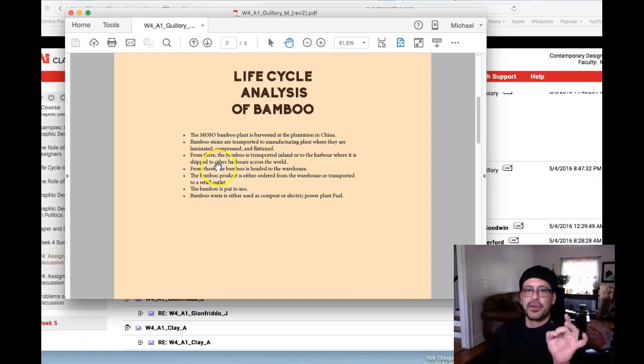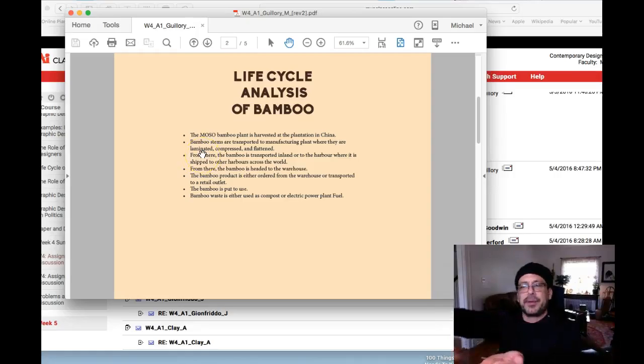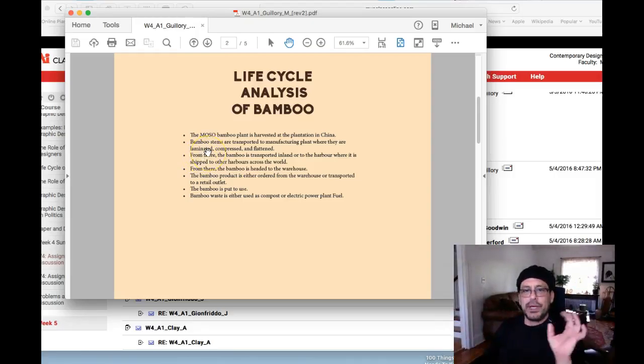So then we have that they are transported where they are laminated, compressed, and flattened. Okay, but laminated with what? Compressed with what and flattened with what? In other words, are they laminated? Laminating assumes that they're pieced together, and laminate also would indicate some sort of a glue or an adhesive, right? So what is that adhesive? Do you see what I'm saying?